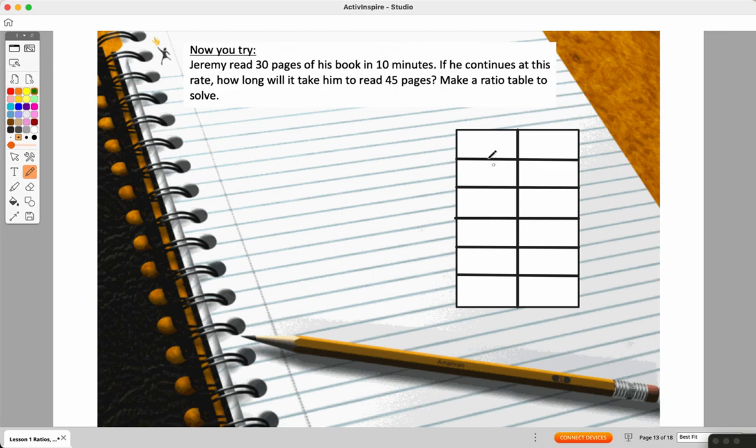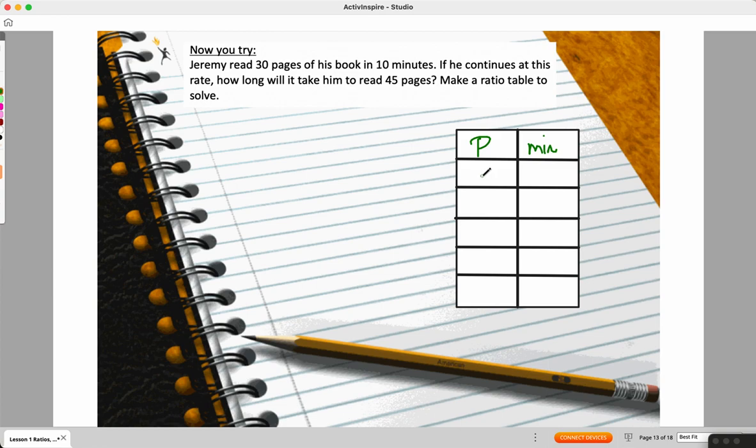My next problem would work the same way. We're going to put pages here and minutes here. So we know that he's got 30 pages in 10 minutes. Again, I can't jump right to 45. I'd have to multiply by a decimal or a fraction, and why make my life harder? But I can go, oh, these are both divisible by 10. That would work. I can go down to a unit rate. I go 3 for every 1 minute.